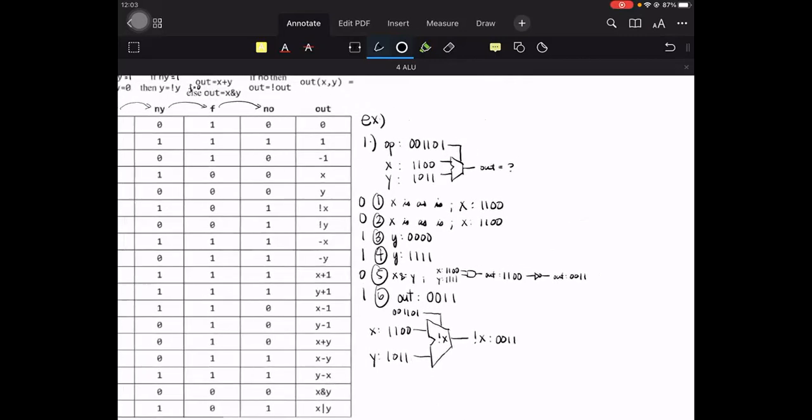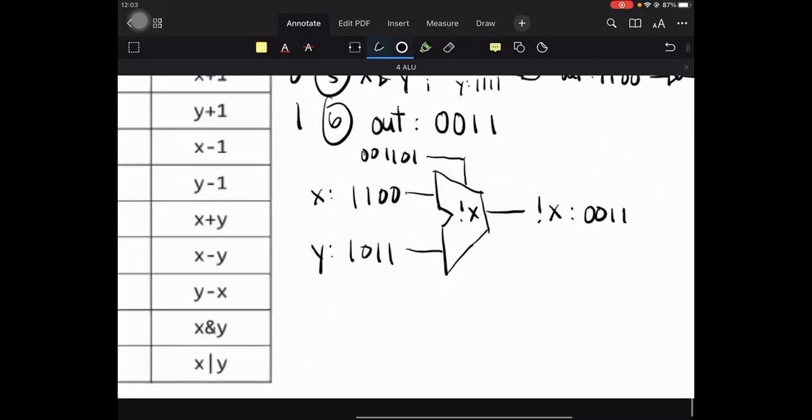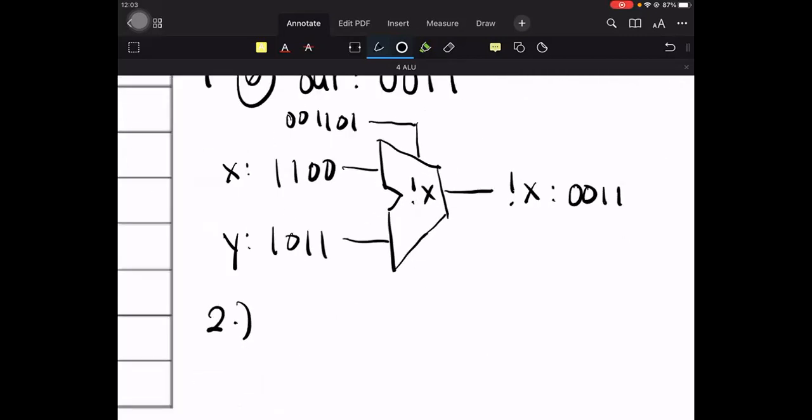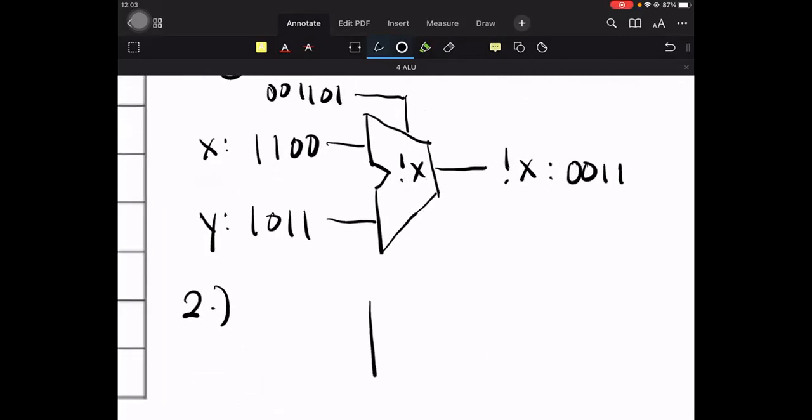Okay. So another example, last one probably because it's already 12. But let's do this quick because we don't need to go step by step this time. We can just use the lookup table. So our opcode this time is, let's say, 0, 0, 0, 1, 1, 1.